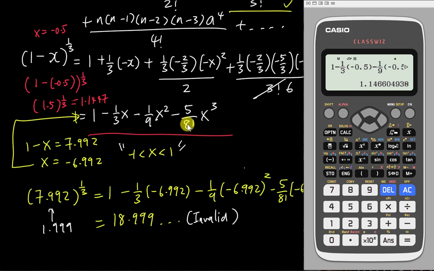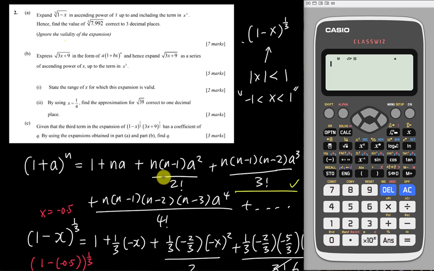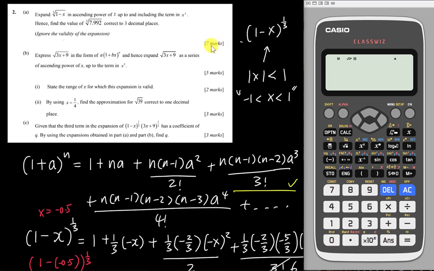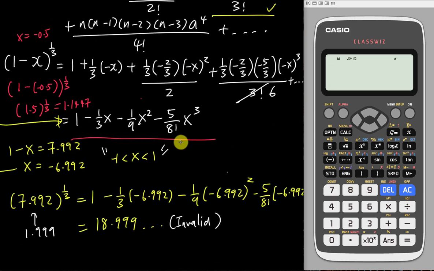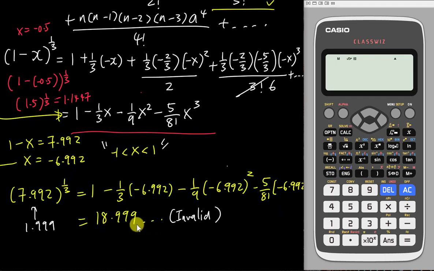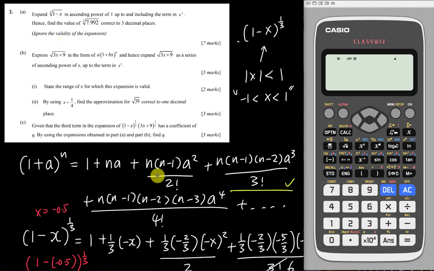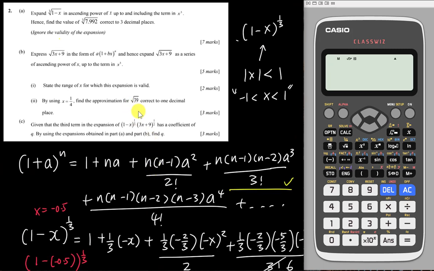Okay, so this is how I explain my answer for part A. I hope you get it. This is the 7 marks here. They asked us to ignore validity, because we cannot get any value like negative 6.992 here. They asked us to continue until 3 decimals, so this is how I get 18.999. Okay, 7 marks here. So I will go to part B.